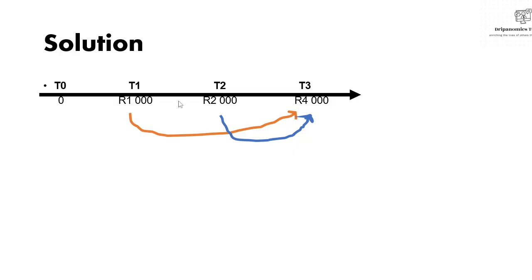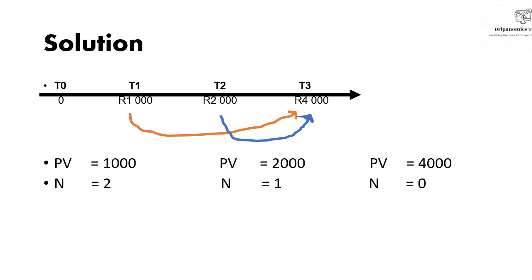T1, if he passes, he gets 1,000. T2, if he passes, he gets 2,000. T3, if he passes, he gets what? 4,000. Now, the present value is what he will get each year if he passes, right? So first year, 1,000, second year, 2,000, third year, 4,000. It's fine, happy days. And that is where the problem comes. You have to adjust your n.